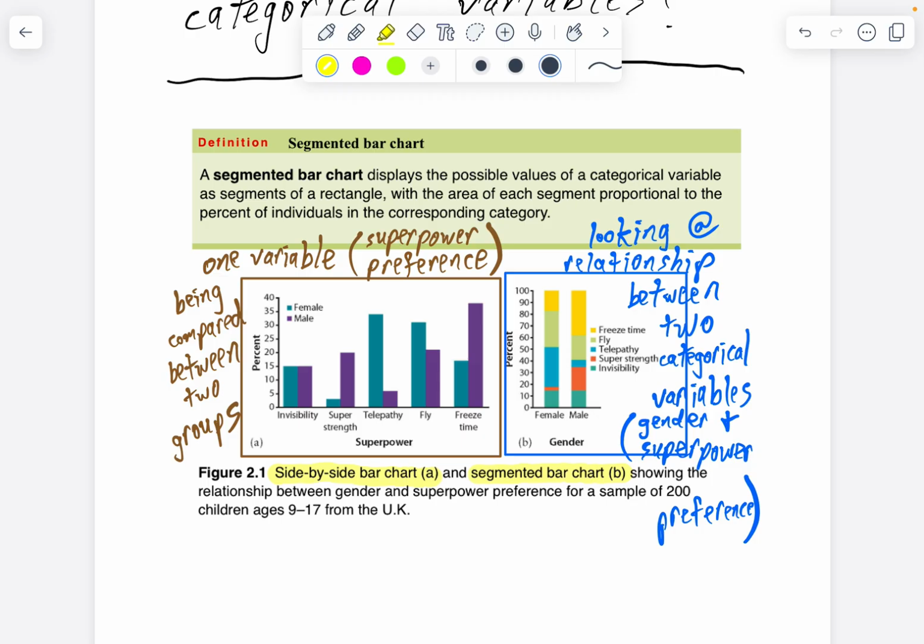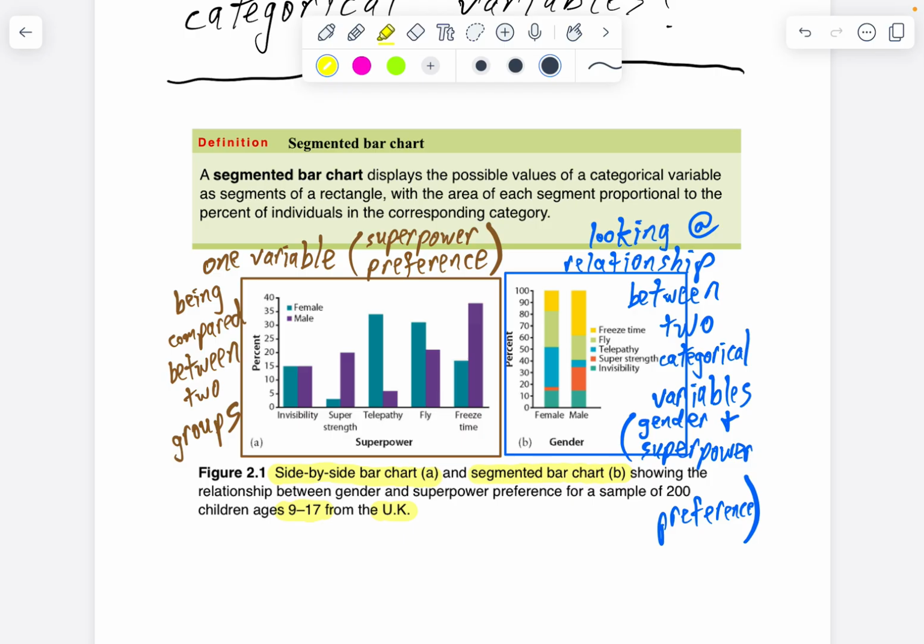The data that's being graphed here is based on a survey that was done in the United Kingdom. They asked kids aged 9 to 17 in the United Kingdom what superpower they would most like to have. And they gave them a list of options, which included the ability to freeze time, the ability to fly, the ability of telepathy, super strength, or invisibility. They kept track of what the girls said, and they kept track of what the boys said.